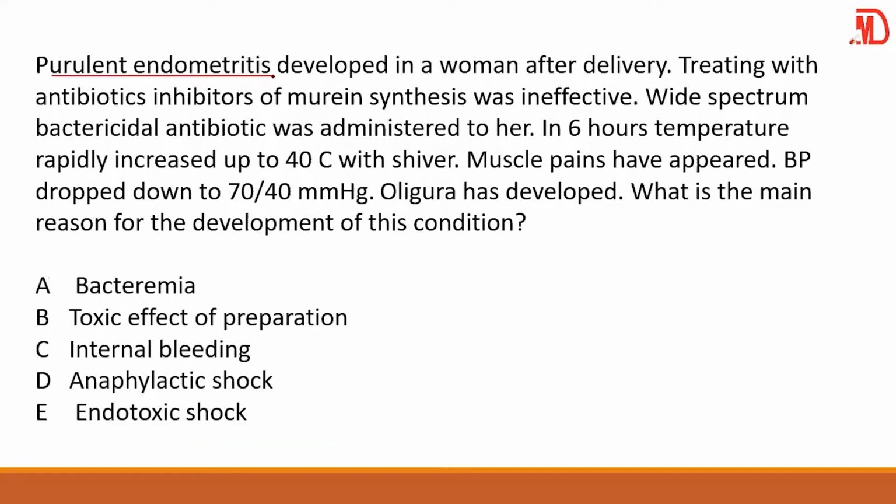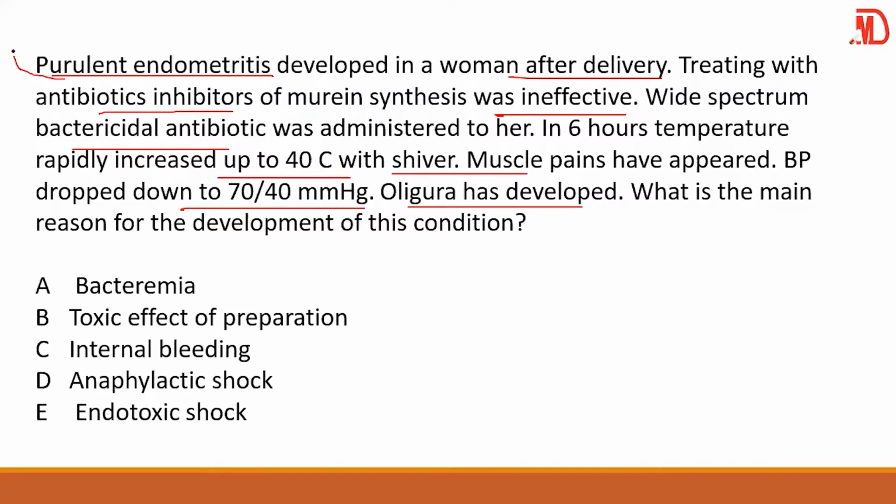Purulent endometritis developed in a woman after delivery. Treating with antibiotics, inhibitors of murein synthesis, was ineffective. A wide spectrum bactericidal antibiotic was administered to her. After 6 hours, there was temperature and shivering. Muscle pain has appeared. Blood pressure has dropped. There's oliguria. What is the main reason for the development of this condition?